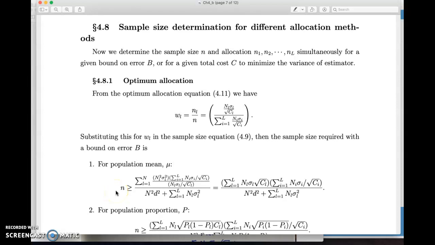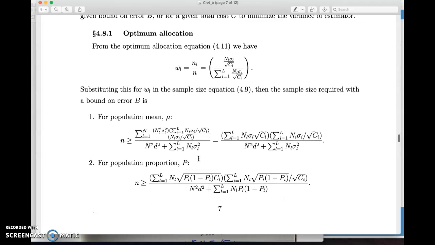All right, section 4.8, the sample size determination for different allocation methods. So far we have determined the sample size formula under stratified random sampling, and also we learned how to allocate the sample size into n1, n2 for each of the strata. Now we want to put everything together with the given bound of error B and the cost. Then we define the sample size formula under each of the allocation methods.